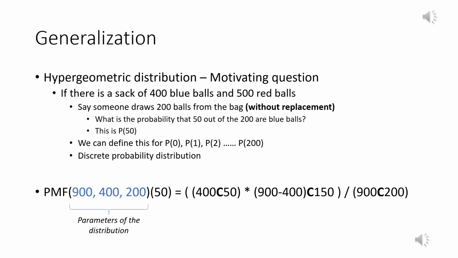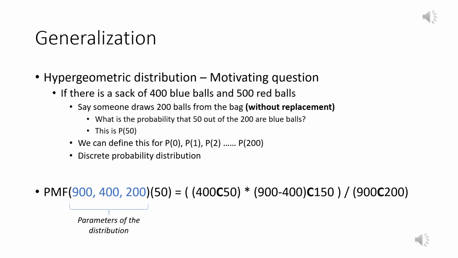So if I draw these balls with replacement, what happens? Every time I draw a ball, the probability of it being blue is 400 by 900, which is 4 by 9. So it's always the case. If I draw 200 balls, then the probability that 50 of them are blue is nothing but your binomial distribution. That is 200 C 50 into 4 by 9 whole power 50 into 5 by 9 whole power 150. That is your binomial distribution.